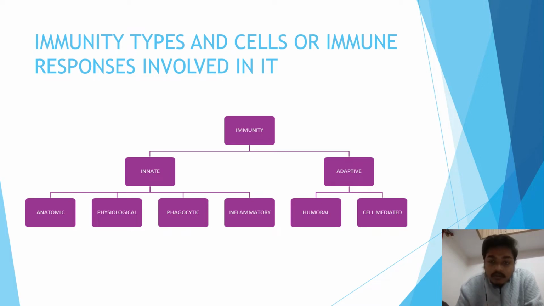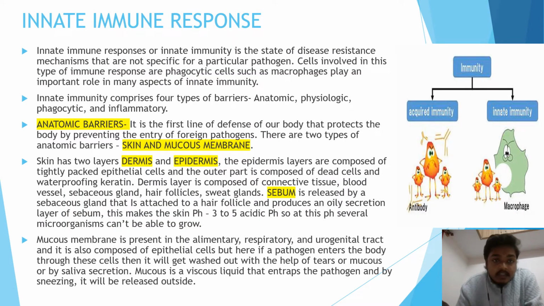Now we are going to discuss each and every type and subtype in detail. Here is the innate immune response. The innate immune response is the non-specific type of immune response in our body. What do we mean by non-specific? When an unknown or known foreign antigen tries to enter our body, there is a first line of defense and a second line of defense.